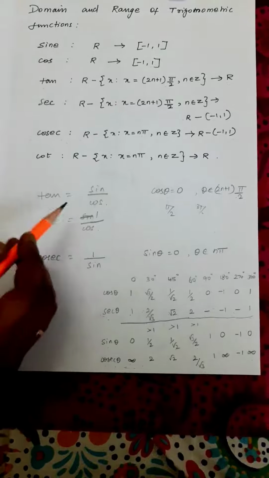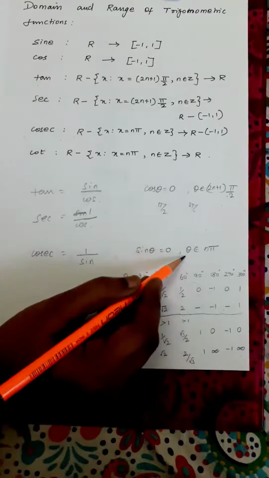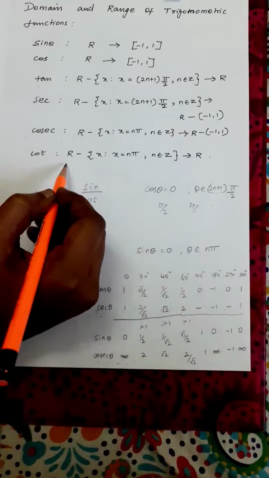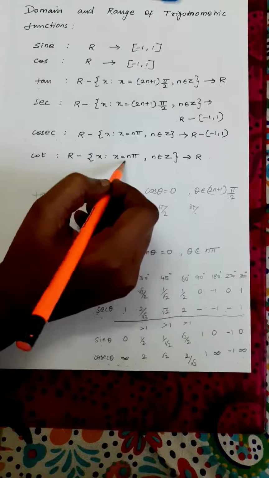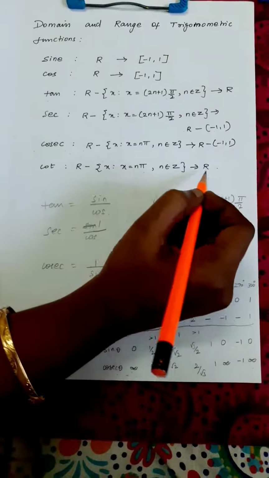Cot theta is cos by sine. Again cot theta does not exist when sin theta is equal to 0. So the domain of cot theta is R minus n pi, that is x not equal to n pi. And the range is the set of all real numbers.